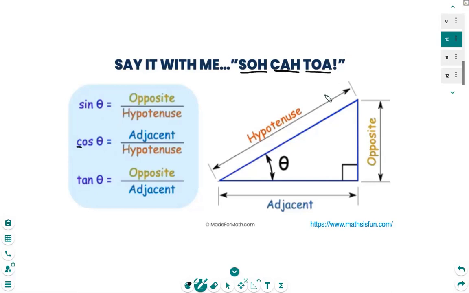Okay, now that's a lot to take in. So I'm going to do a couple different separate videos going over each of those ratios in particular, and talking about how we can use these ratios to not only find the missing side of a right triangle, but also to find a missing angle.